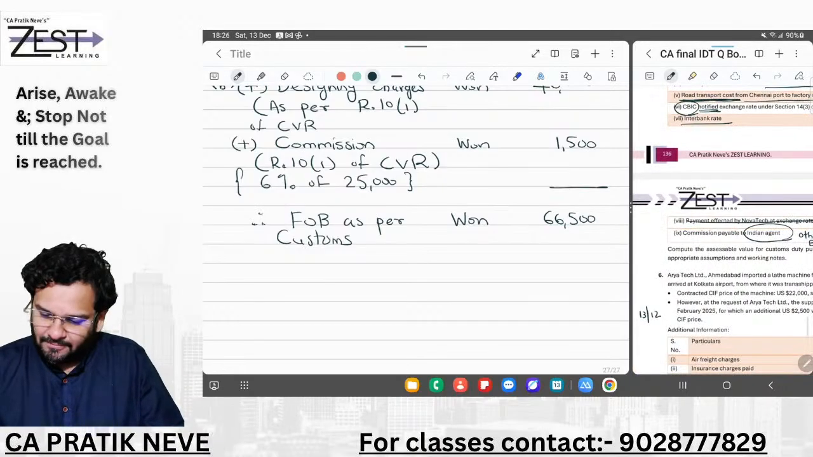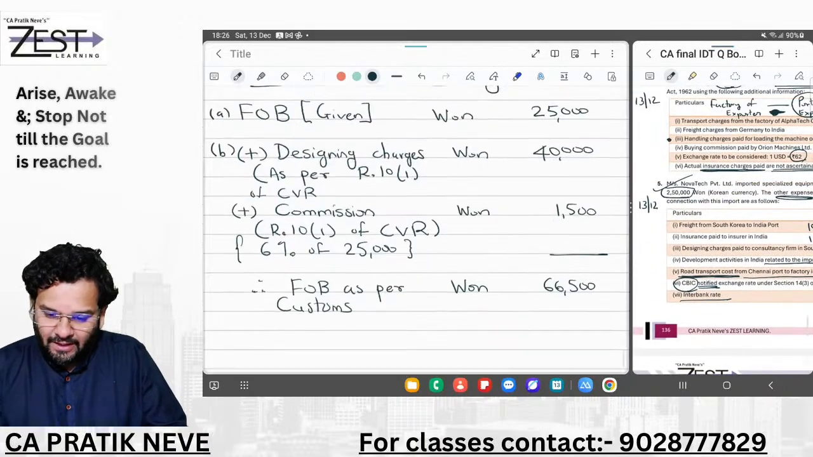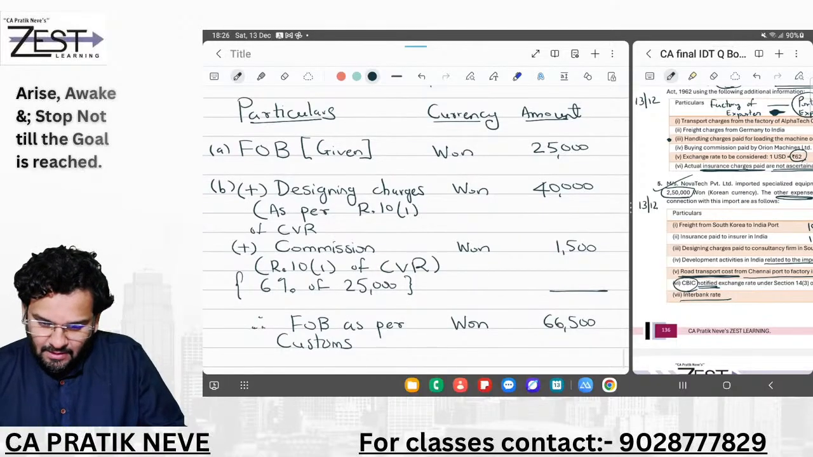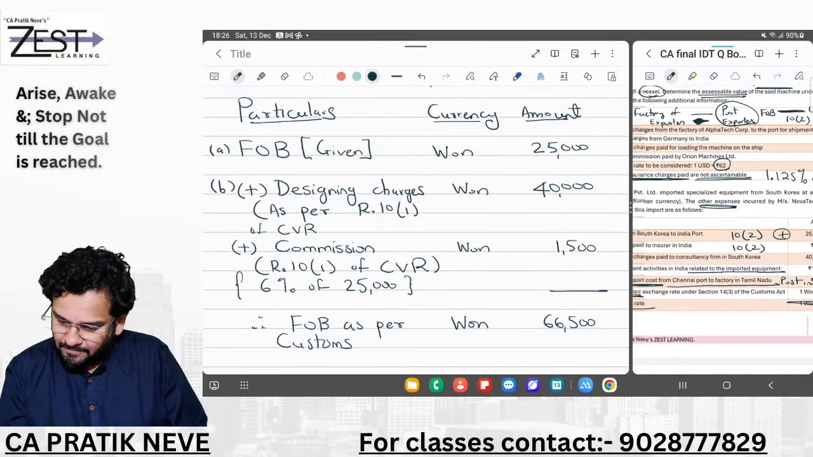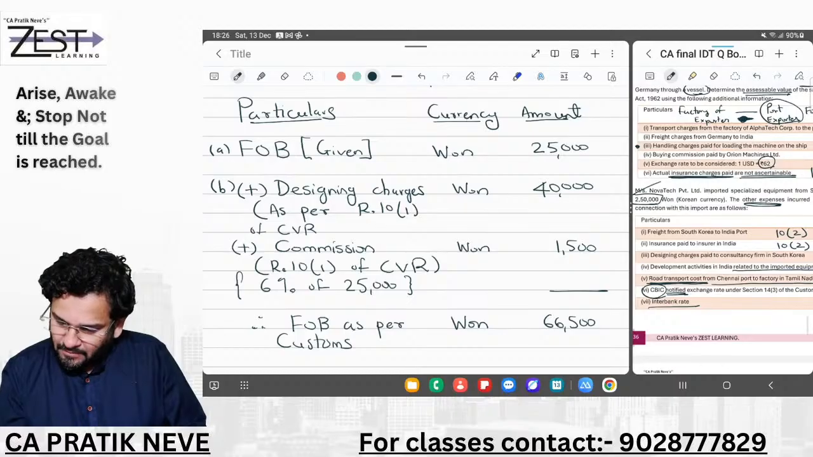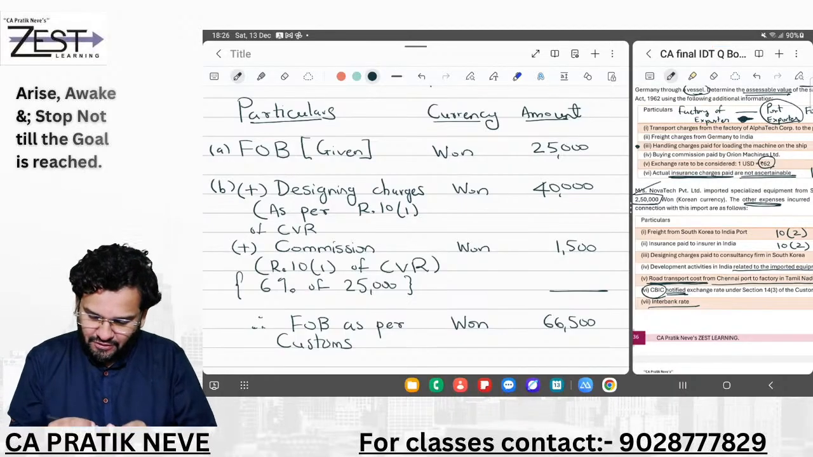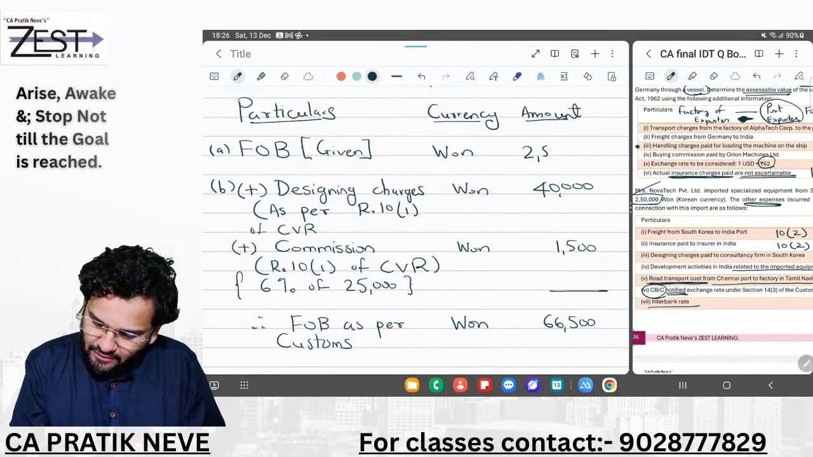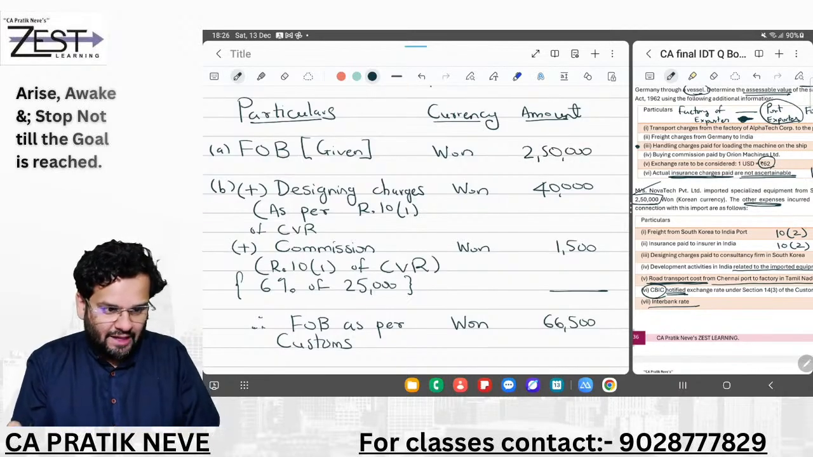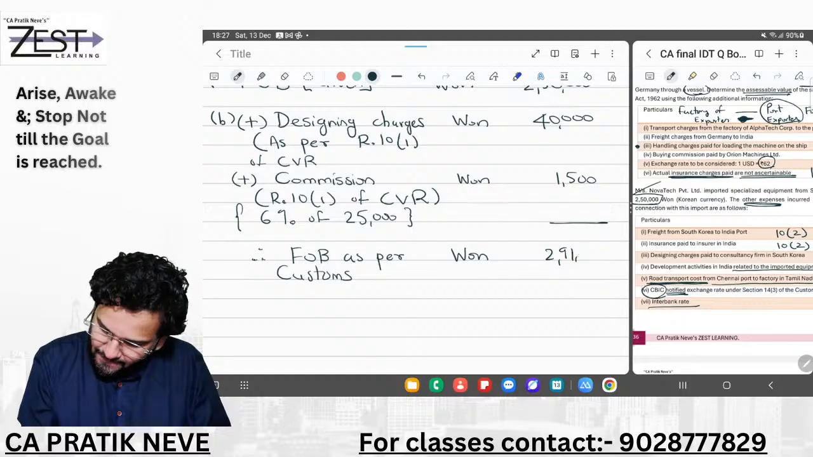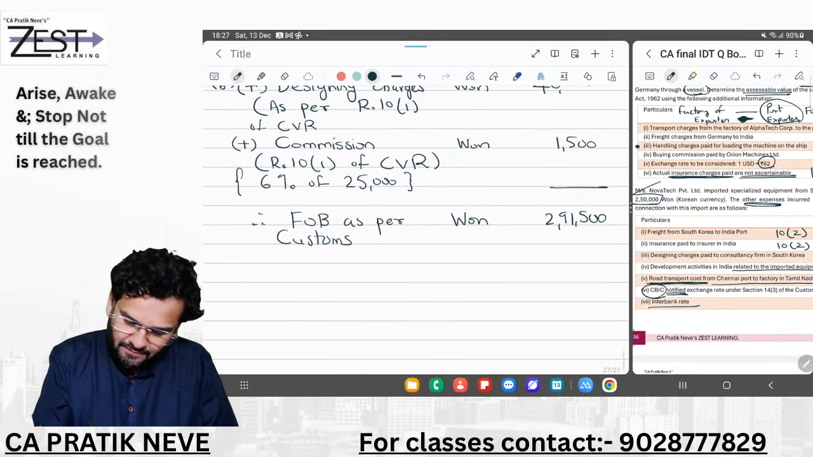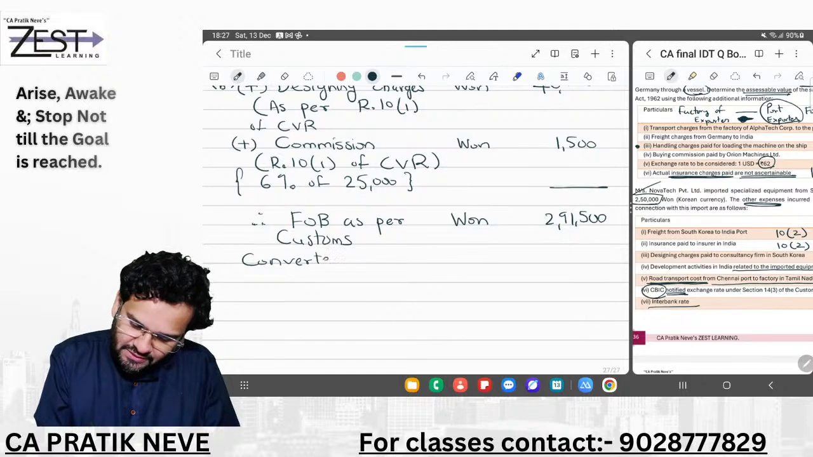Anything remaining in that? Who will take main? Acha, main is not 25,000. It is 2,50,000 by the way. My bad. Please take 2,50,000. So 2,50,000 plus 40,000 plus 1,500 is 2,91,500. Please convert this into rupees.